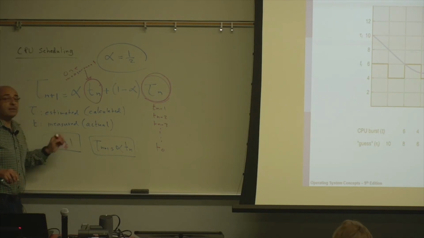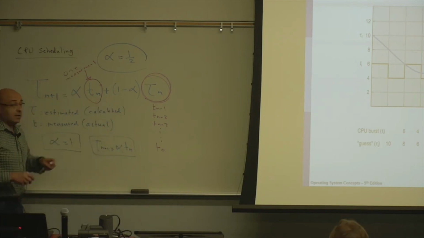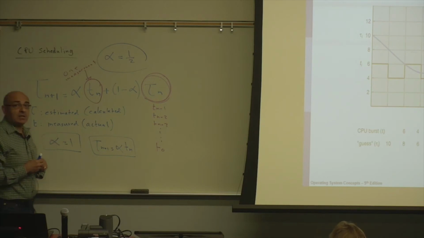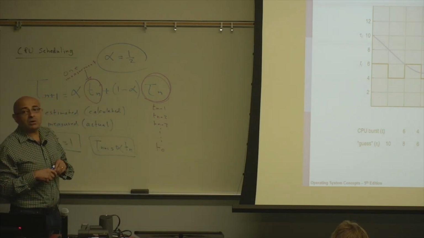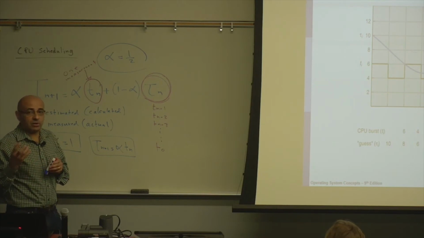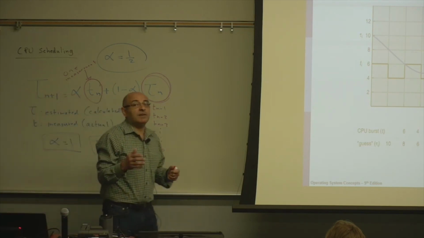So we are predicting based on the latest length of the CPU burst. It's just like predicting a student's performance based on the last score that they got. And this is unlikely to be a good prediction, because maybe the last CPU burst was unusual. It was unusually long or unusually short. So that's why it's good to have some accumulative history, but more recent history should have a higher weight.